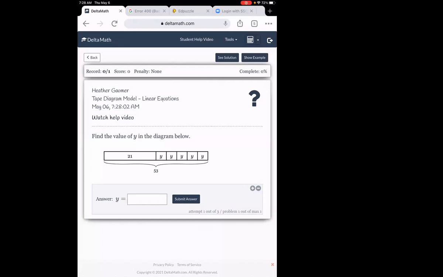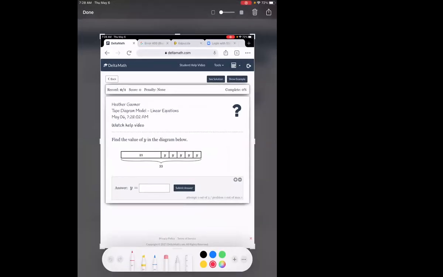I think it's a good idea to do the same thing. So I'm going to take a screenshot and work off my screenshot here. Okay, so we're going to find the value of y in the diagram. If I read down here for what I'm supposed to submit, they want the final answer. They're not looking for an equation.